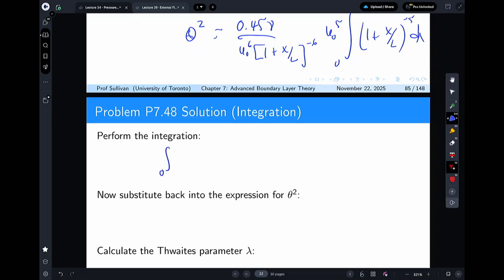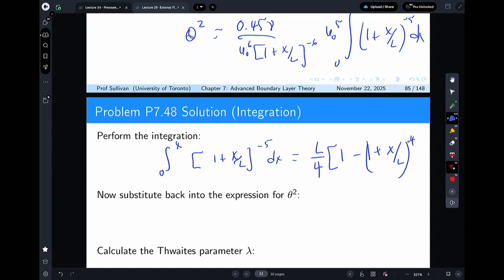Perform the integration. And you get L over 4 times the quantity 1 minus 1, the quantity 1 plus x over L to the minus 4. Substitute it back in.